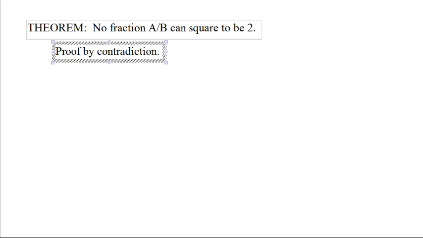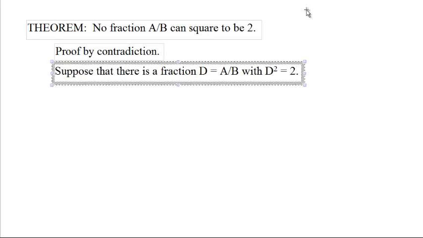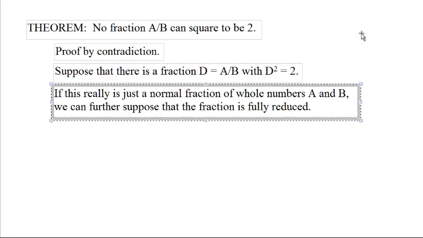Proof by contradiction. Suppose there is some fraction, d, a over b, that squares to be 2. Proof by contradiction: you want to prove that something's wrong? We suppose the opposite of what we're trying to prove, and hopefully we'll come to some sort of problem. Well, if this really is just a normal fraction, a over b, then we can reduce it. So let's suppose that a over b is a reduced fraction.